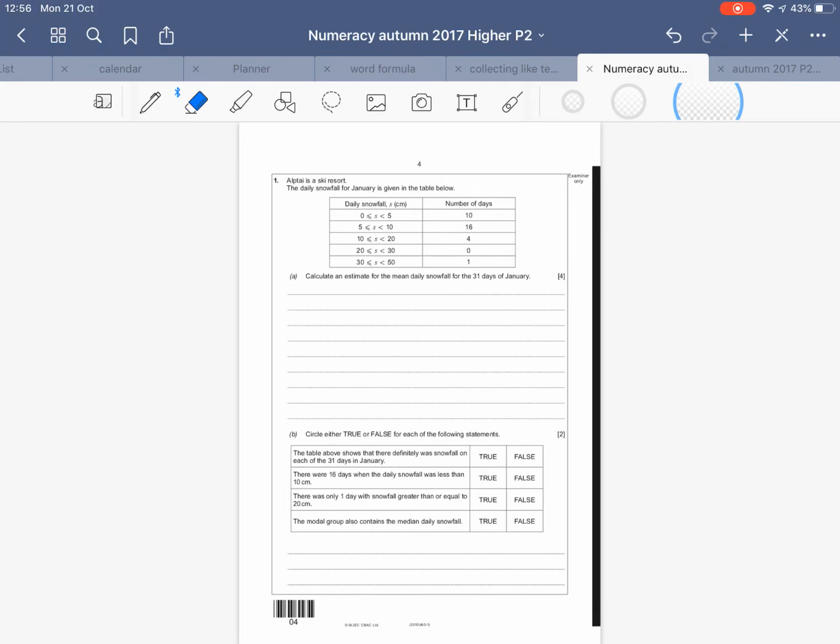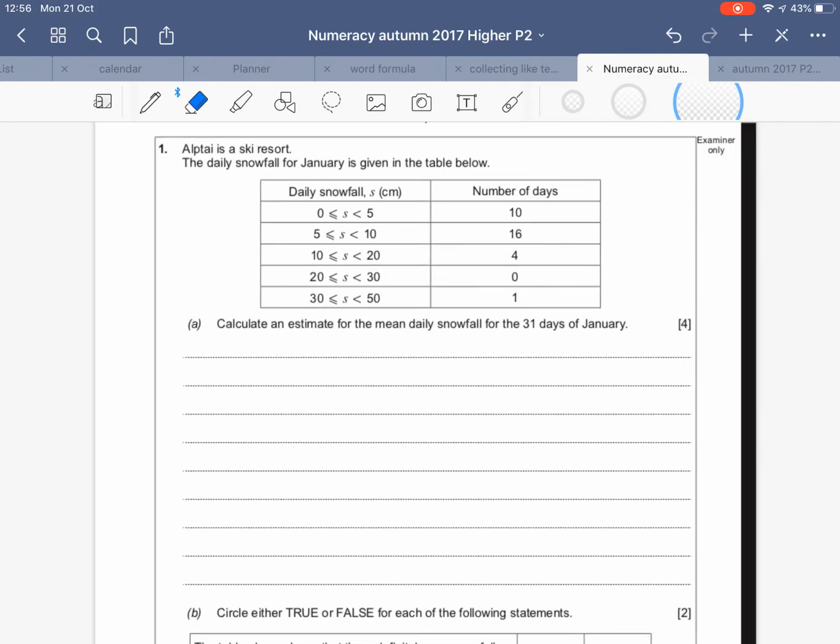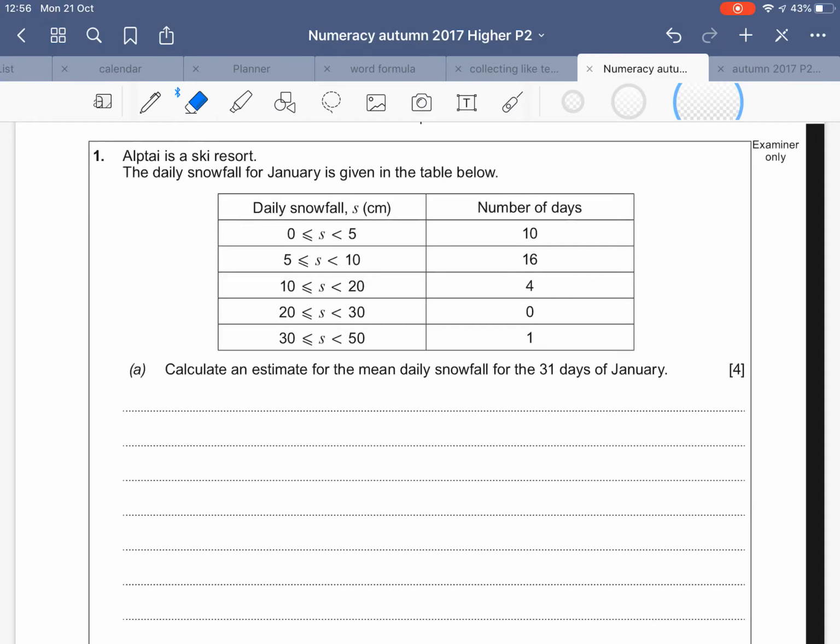Immediately I can see that this is estimating the mean because we've got a grouped frequency table going on. So this is about a ski resort, about the daily snowfall in January. To estimate the mean, you want to first calculate the midpoint.